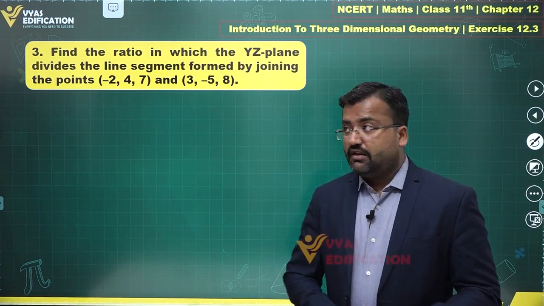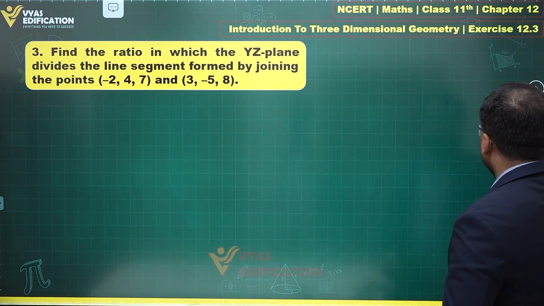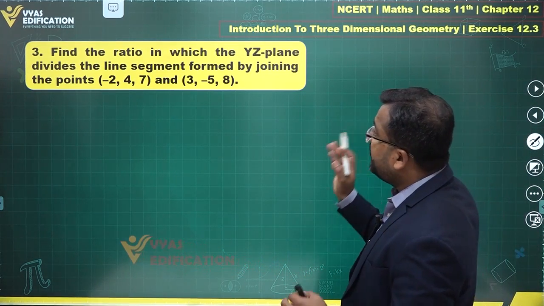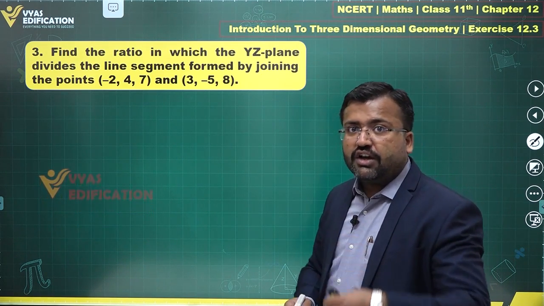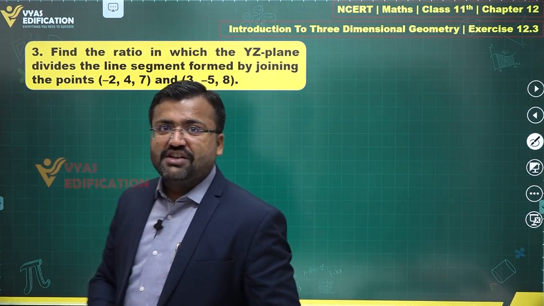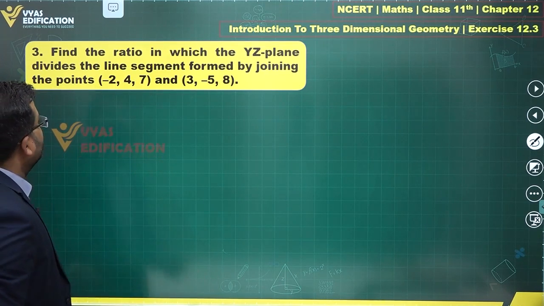Question number 3 says, find the ratio in which the YZ plane divides a line segment formed by joining the points this and this. Now, our concepts from the previous question will come into the picture. How? Let's take a look at this.